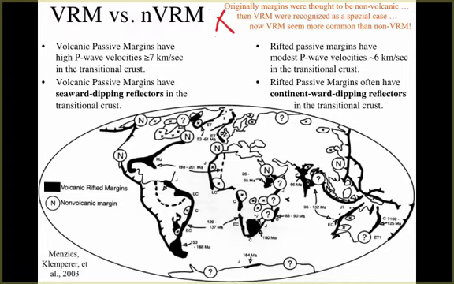So how we define these: volcanic passive margins, rifted margins, have high P wave velocities, so higher than 7 kilometers per second in that transitional crust. And the volcanic passive margins have the seaward dipping reflectors in the transitional crust. Whereas non-volcanic rifted margins have more modest P wave velocities of about 6 kilometers per second in the transitional crust, and they have continentward dipping reflectors in that transitional crust.